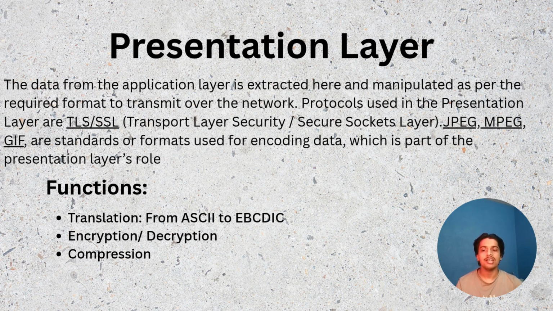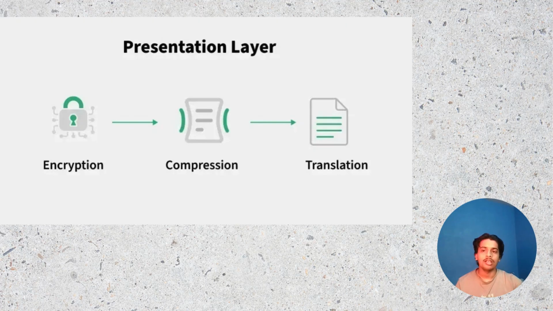Protocols used in this layer include TLS and SSL, which are commonly used to secure transmission over the internet. Formats such as JPEG, MPEG, and GIF are also handled at this layer as a part of data encoding and decoding. In this diagram, the presentation layer is shown handling data formatting. This layer ensures that data is converted into a proper format and also handles encryption and compression before transmission.